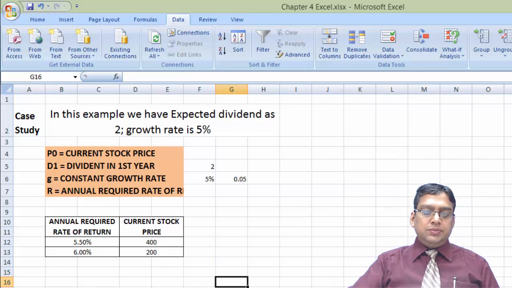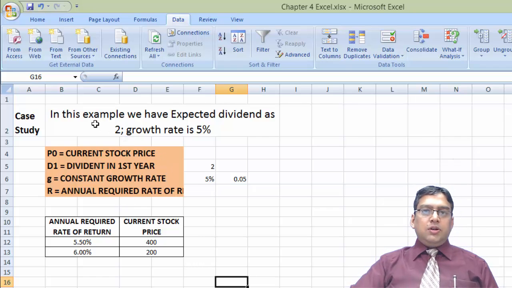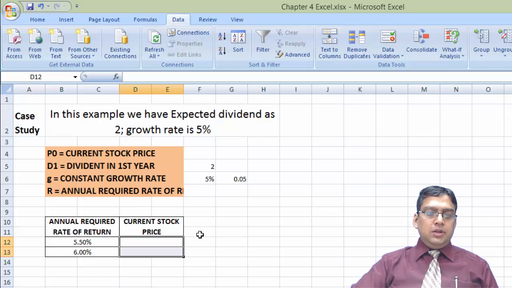Next one is sensitivity analysis, expected return. In this example, we expected dividend as 2, and growth rate is 5%. Means dividend in first year is 2 and constant growth rate is 5%, that is 0.05. Annual required rate of return is 5.5% and 6%.